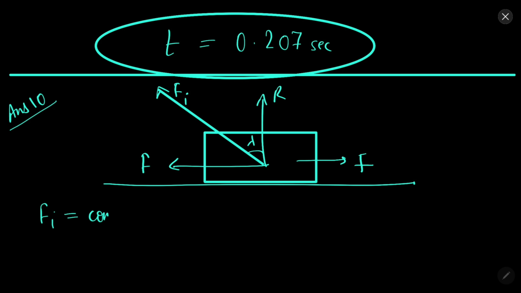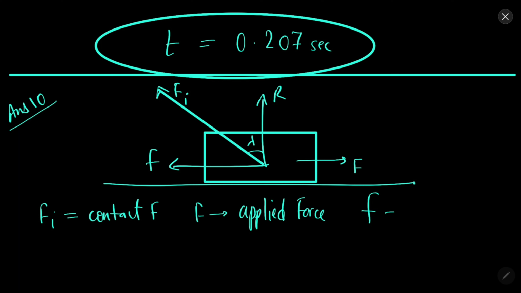Remember, this is the contact force, F is the applied force, small f is the frictional force, and R is the normal force. So we know that the static frictional coefficient is tan theta or tan lambda, which will be equal to f by R here.